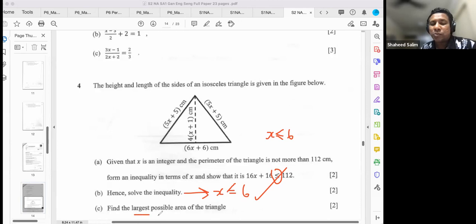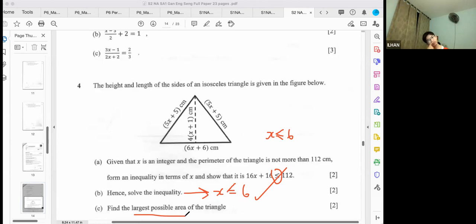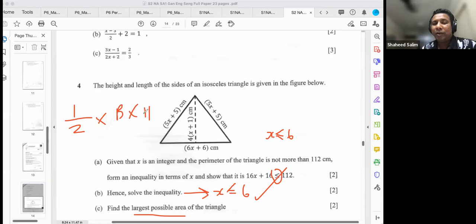Now find the largest possible area of the triangle. In order to find the largest possible area, you must use the largest possible value of x. Do you agree? Okay, you try. What's the formula for the area? Half times base times height. So you take the base times height times half. But you choose the biggest value of x. What's the biggest value of x? The biggest value of x is 6.